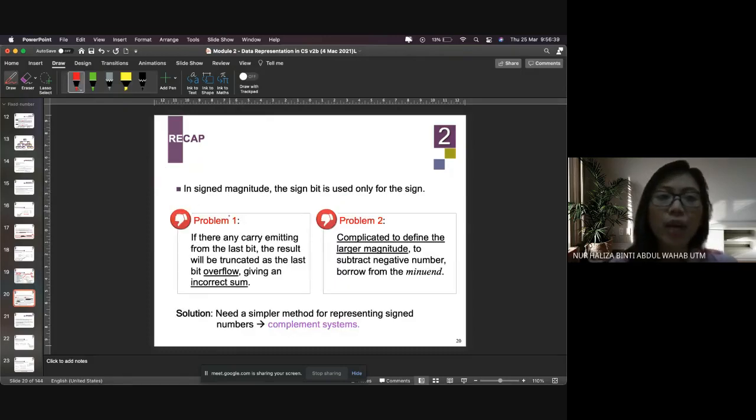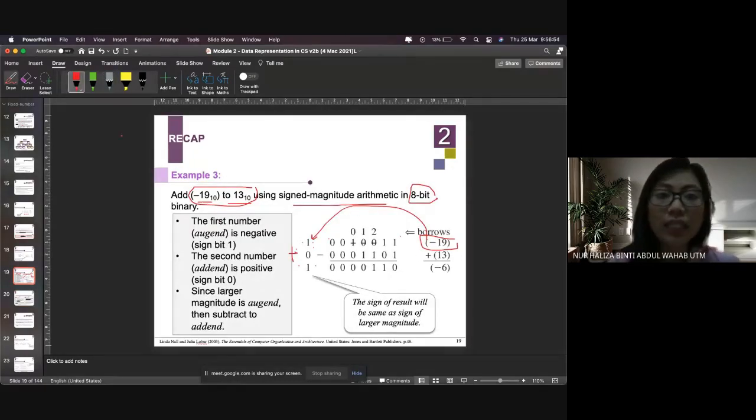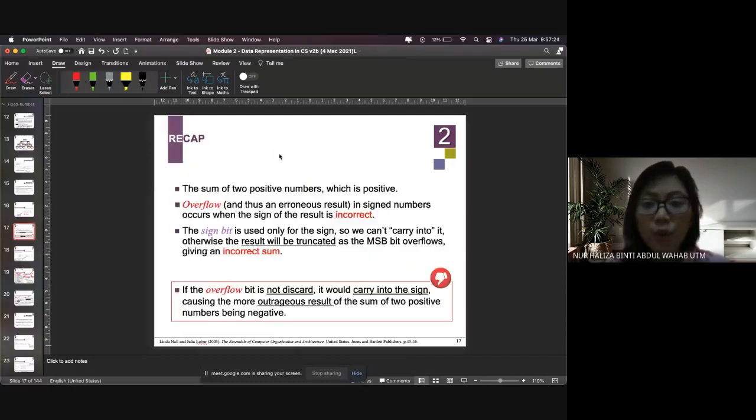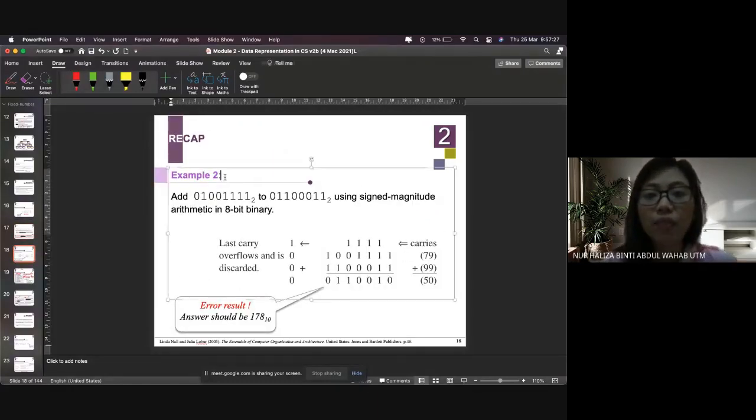That's why it's mentioned over here, there is a problem one and there is a problem two. You can see problem one is for example 2 and this one is for example 3. But if you are given this kind of question, you just change 19 to be a sign magnitude number, and you're going to get this one, with this as the sign. So you're going to use the adding process later on. But because of this, after this you're going to learn also about first complement and second complement. This is showing over here that this second example has a problem because you're going to get an error in the result.